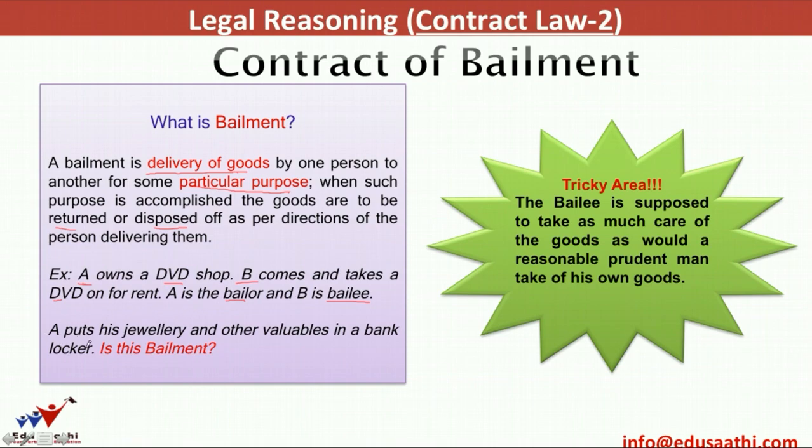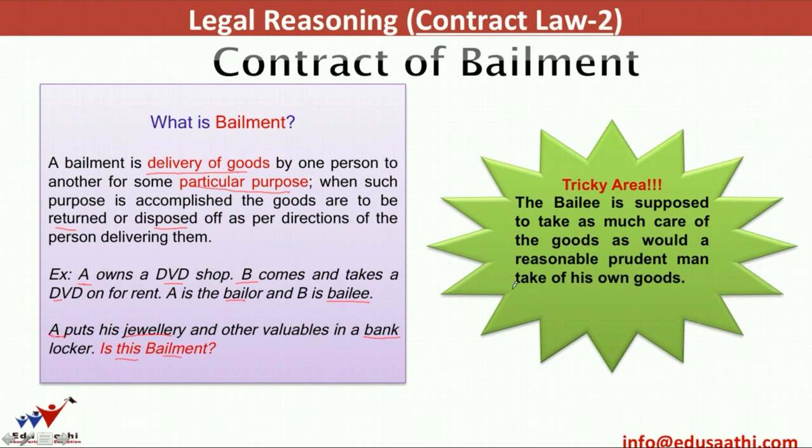Let's take another example. A puts his jewelry and other valuables in a bank locker. Is this bailment? Yes. A has given the jewelry, that is a property, to bank, that is bailee. In this case, A is a bailor and bank would be bailee for the specific purpose, that is security purposes. So this is also a contract of bailment, and the goods would be delivered back to A once they are demanded by A.